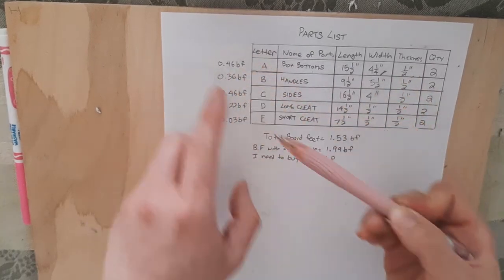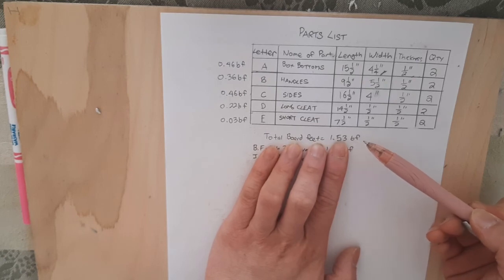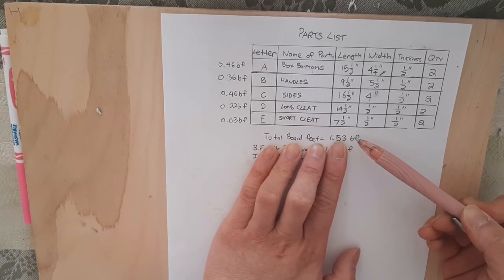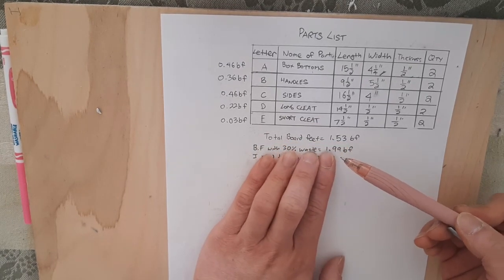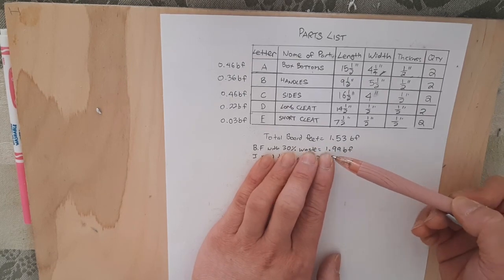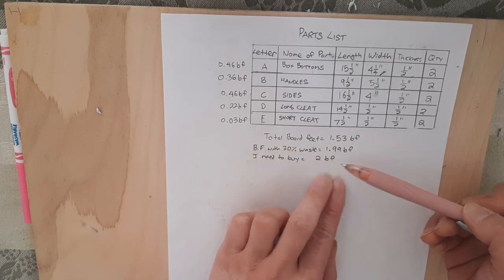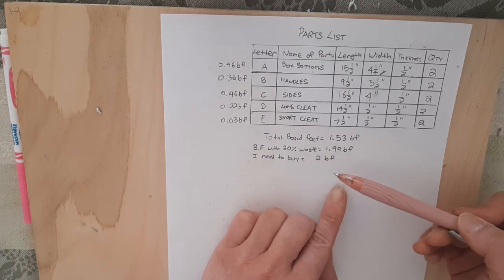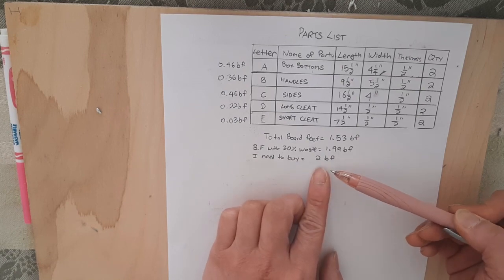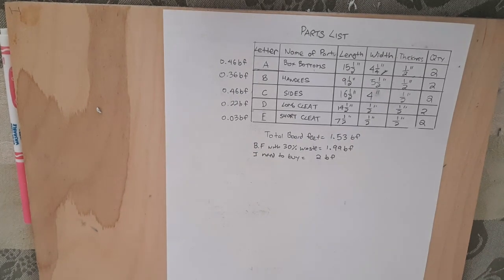And so in summary, these are the board feet for the individual parts. And if we add them all up, we would get this figure over here, which is the total board feet. However, we need to account for waste. So after we add 30% waste, we will get 1.99 board feet. And of course, if I actually have to go to the store and buy it, I would need to buy 2 board feet because there's no such thing as 1.99 board feet.